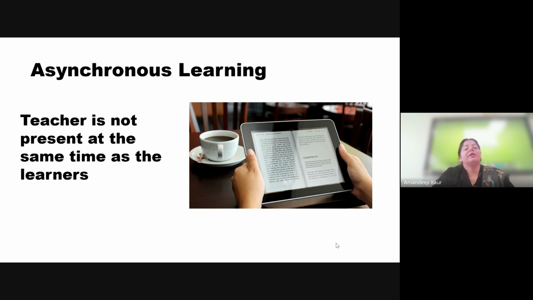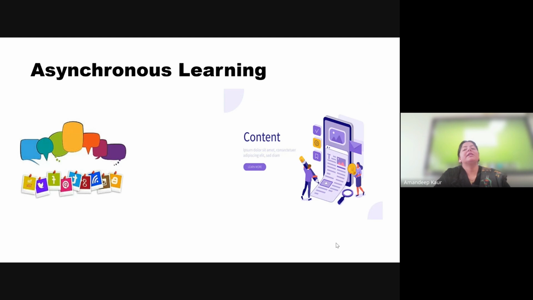Now, in an asynchronous learning environment, the teacher is not present at the same time as the learners. When I say the teacher is not present at the same time as the learner, the best examples are the different open online courses that are available nowadays. There are self-paced courses also available on the SWAYAM platform. There are scheduled courses also, where the teacher or student can select their time of choice and complete the course content. But the major demand of an asynchronous learning environment is the integration of social media.